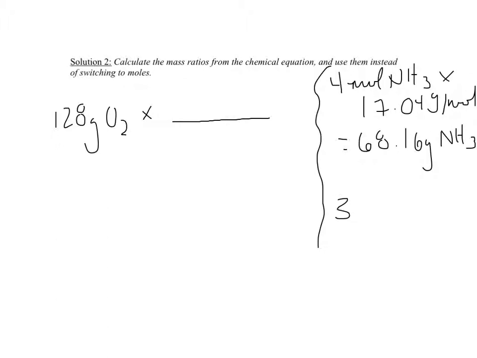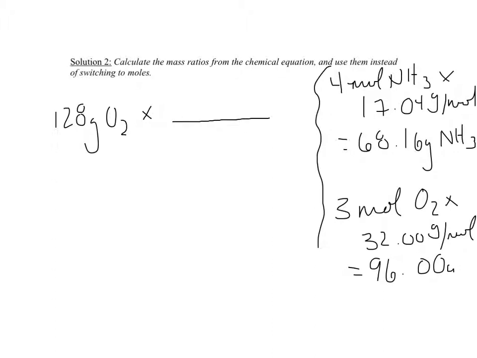I'm going to repeat what I did. So I take the coefficient from oxygen as 3, and I said, well, we have 3 moles of oxygen, and that's going to be multiplied by the molar mass of oxygen gas, which gives us 32.00 grams per mole, which is going to make 96.00 grams of oxygen gas.